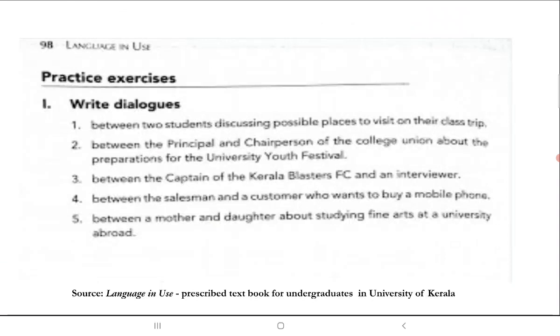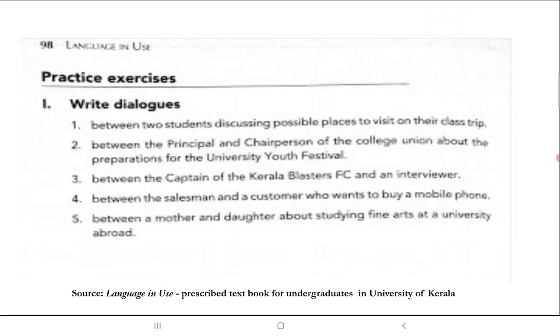Okay. Now you have one informal usage example and one formal usage example. You might have got an idea about how to frame conversations, how to frame dialogues. So here are some practice exercises. One is you should attempt writing about the conversation between two students discussing possible places to visit on their class trip. Each and every point you can make interesting by suggesting the places and the details about the places. That will definitely fall into the category of informal usage.